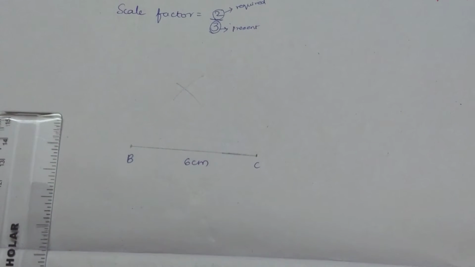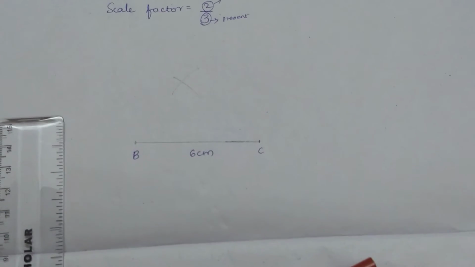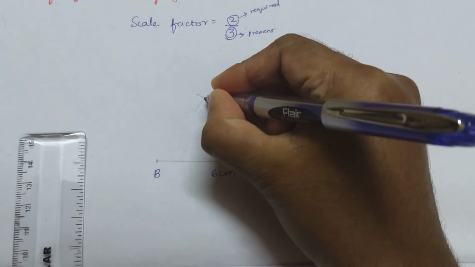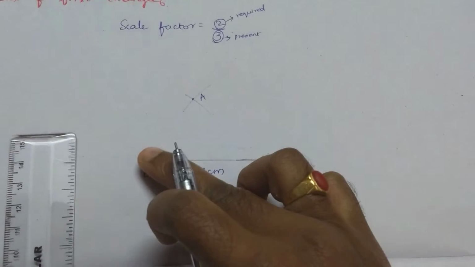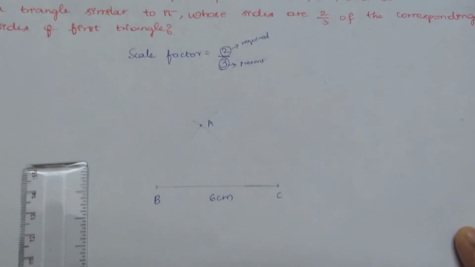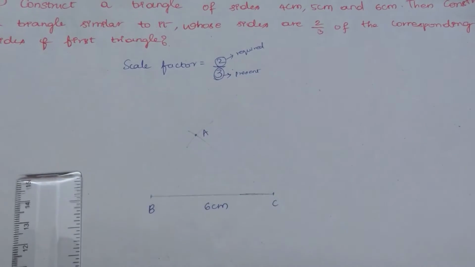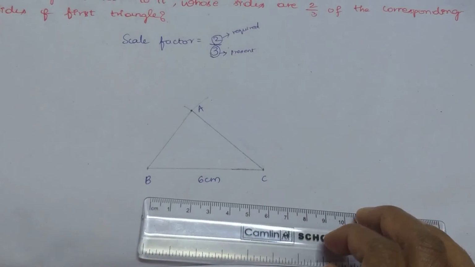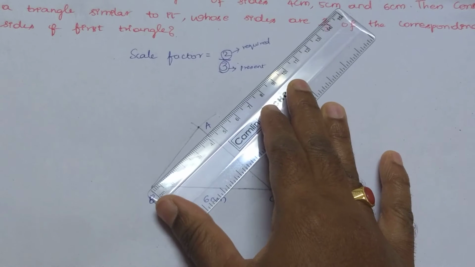So these two arcs intersected at one point. That is called the third vertex of the triangle. So put this as A. Now I'll just join AB and AC so that triangle ABC is formed. That is the primary step they asked us to do. Let's join the points now. Triangle ABC is formed.